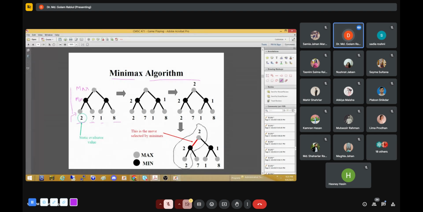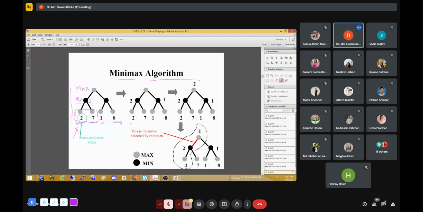So here is a 2 and 7. You can see 2 and 7. Then this is the min. So this is 2 and this is 7. Between these two children of this min node, which one has the minimum value? Like the 2 is the minimum, okay? 2 is the minimum. So that means it will take here 2.